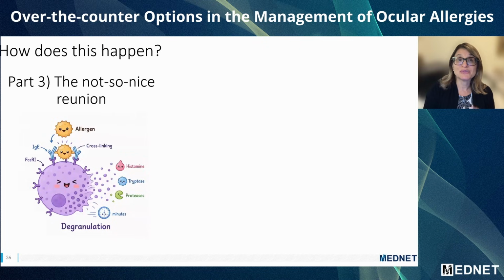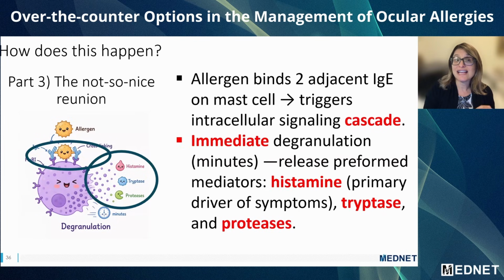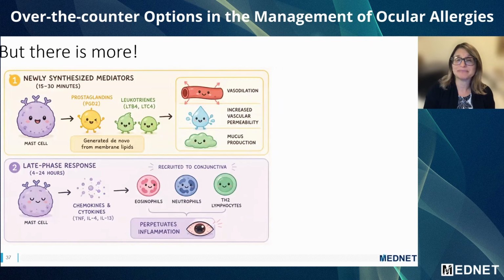What happens is when there's a not so nice reunion, another interaction with pollen, the pollen antigen causes the two IgEs that are sitting on the IgE receptors to cross-link, and that causes a reaction where the mast cell spits out lots of things, including histamine, and starts the process, and now the patient feels something.